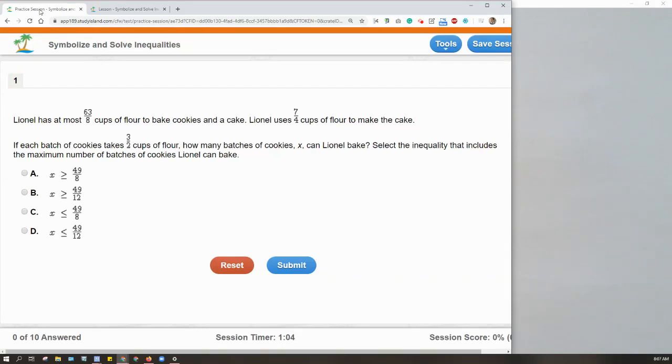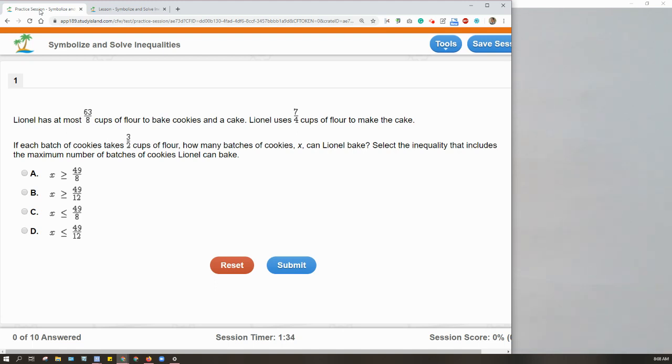Okay, here we go. Symbolize and solve inequalities. Lionel has, at most, 63/8 cups of flour to bake cookies and a cake. Lionel uses 7/4 cups of flour to make the cake. If each batch of cookies takes 3/2 cups of flour, how many batches of cookies, X, can Lionel bake? Select the inequality that includes the maximum number of batches of cookies that Lionel can bake.